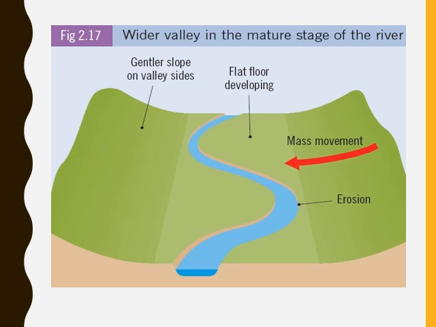All these things are happening just because of erosion. And when the water flows over this, the land will become flat or wider. So just because of this, the mass movement will occur.